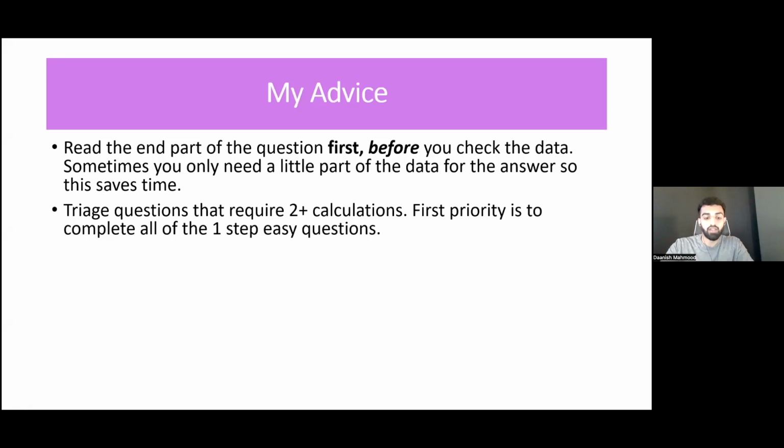So when I say guess, I don't mean you fully read the question. Literally just click an answer and go. Because it's a waste of time. In the time that you do something with two or three calculations, you could have got yourself three extra marks.